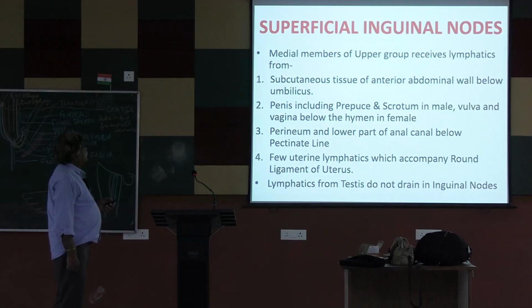Medial members of the upper group receive lymphatics from the subcutaneous tissues of the abdominal wall below the umbilicus, penis including prepuce and scrotum in male, vulva and vagina below the hymen in female, perineum and lower part of the anal canal below the pectinate line, and a few uterine lymphatics which accompany the round ligament of the uterus. Lymphatics from the testes do not drain into the inguinal lymph nodes.